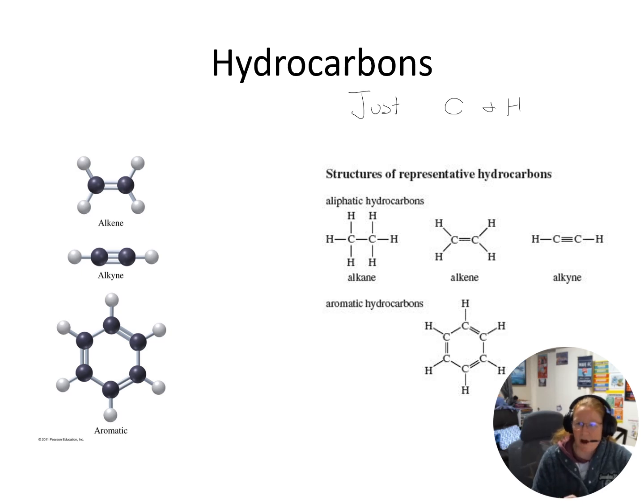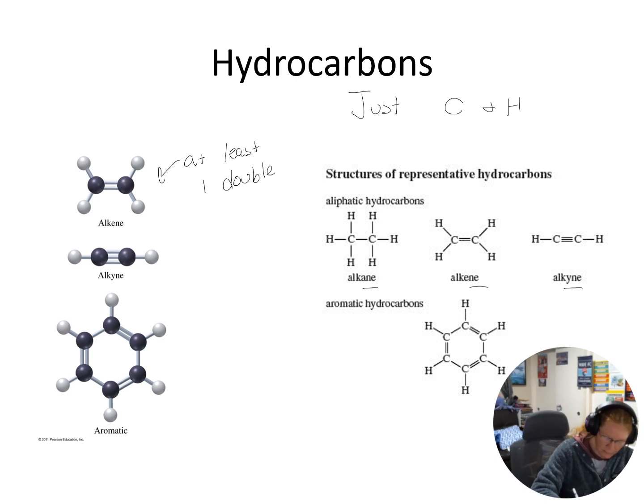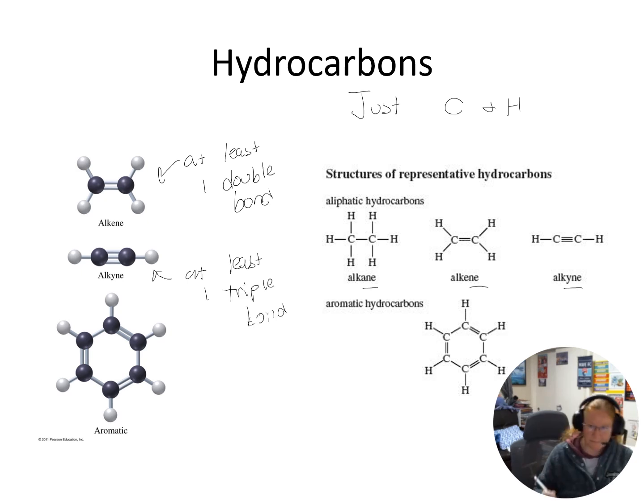Depending on the type of bonds, it depends on if it's an ane, an ene, or an yne. Alkanes have all single bonds. Alkenes have at least one double bond, and alkynes have at least one triple bond. Okay, so an alkene, at least one double bond. Alkyne, at least one triple bond. Okay, and alkanes, all single bonds.